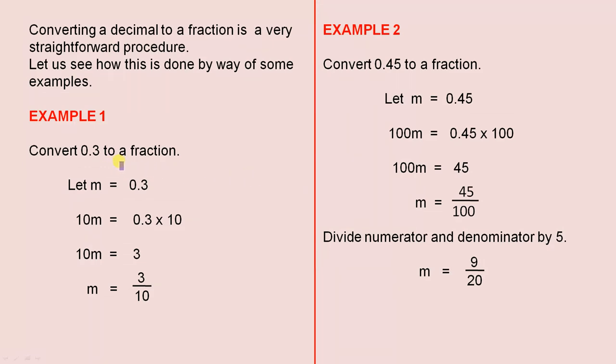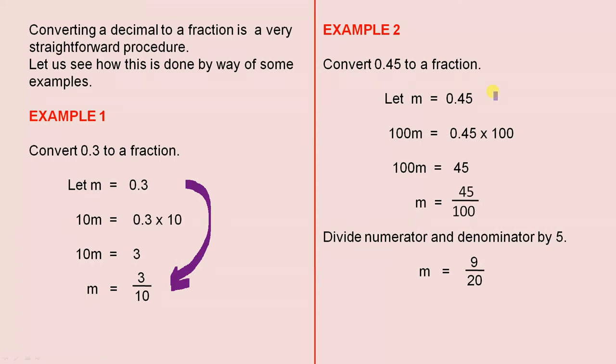So convert 0.3 to a fraction. So let m equal 0.3, therefore 10m equals 0.3 times 10, 10m equals 3, therefore m equals 3 over 10. So 0.3 is 3 over 10. That's very straightforward. For the second example, convert 0.45 to a fraction.